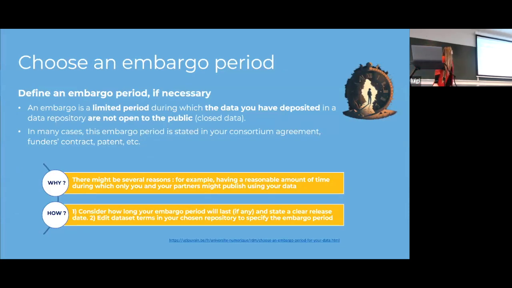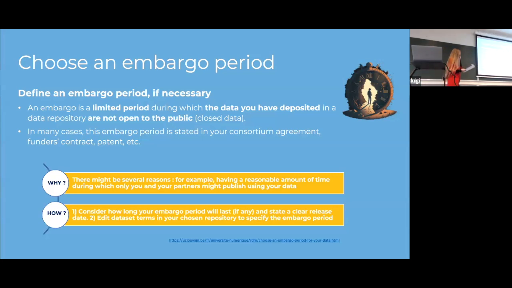You can also choose an embargo period, or sometimes it's required, for example, in your consortium agreement. An embargo period is a limited period during which the data you have deposited are not open. You can deposit and define a period of time during which no one can request access to your data. Frequently, this embargo period is defined in the consortium agreement.